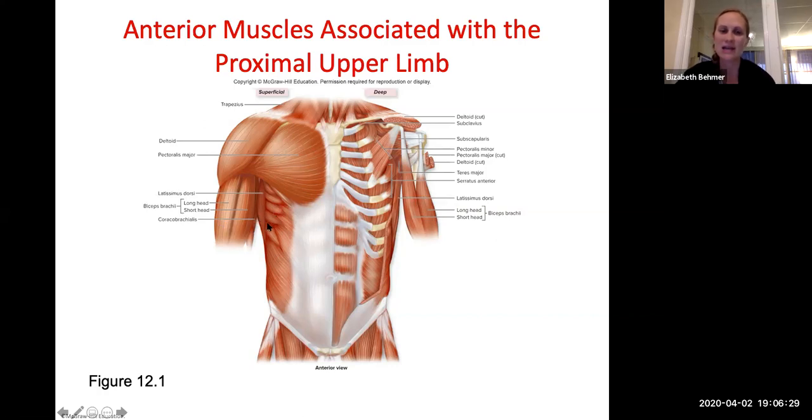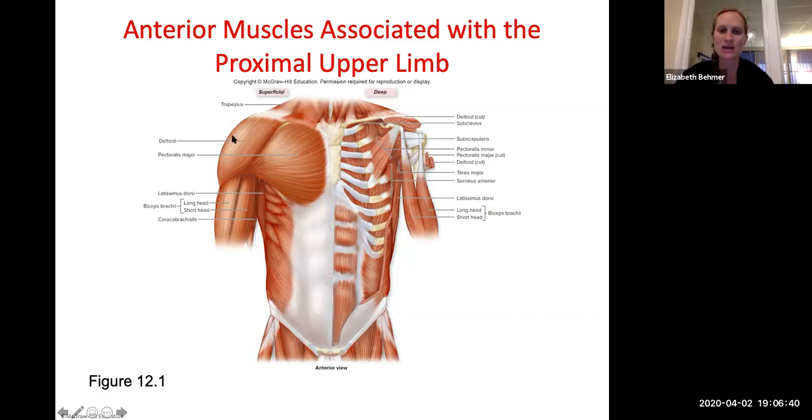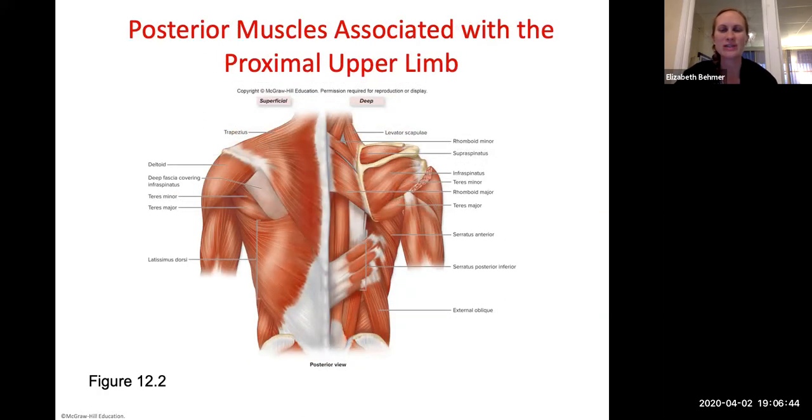So the serratus anterior is this muscle right here. It looks like the serrated edge of a knife. So let's take a look at a posterior view. You have your deltoid, which covers the shoulder. So here's a look at the posterior view.